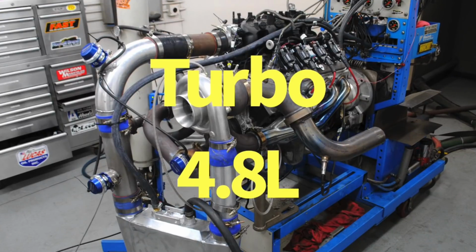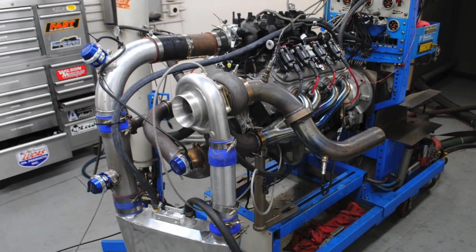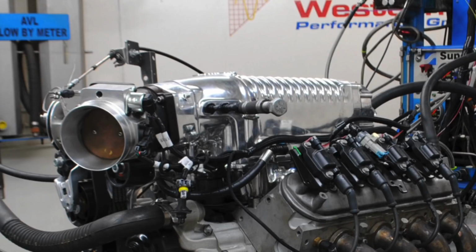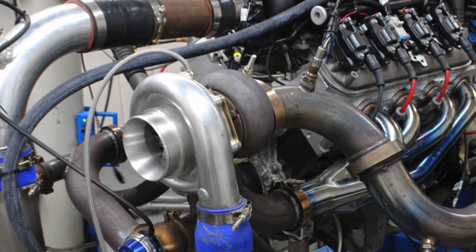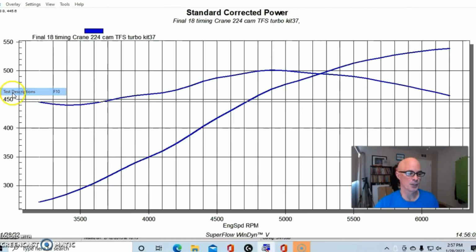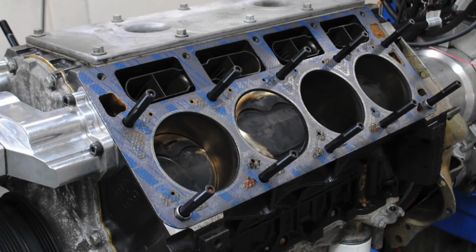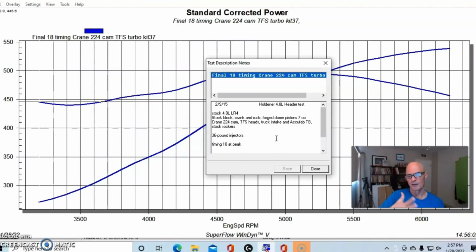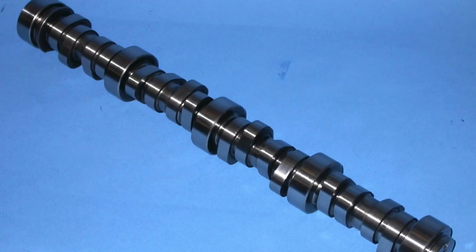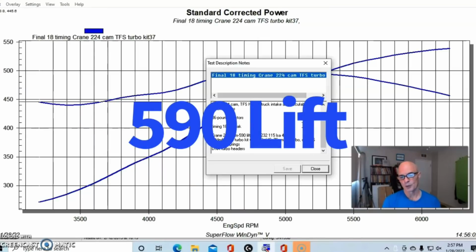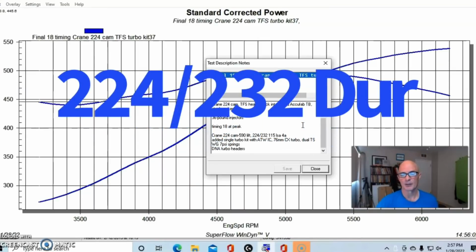To round out all of our forms of forced induction, we'd run it on a centrifugal blower, then a positive displacement Whipple. So now it was time for a turbo. So we have another 4.8 liter. I'll take a look at our description here. It is a stock LR4. It was the same short block that we had run before. Stock block, stock crank, stock rods. It had Gen 4 stuff in it, and then it had our forged JE small dome pistons. This one had a Crane 224 cam, which was 590 lift. It was 224, 232 at 50, 115 degree lobe separation angle.